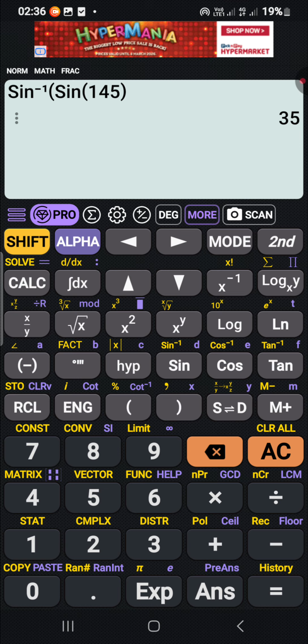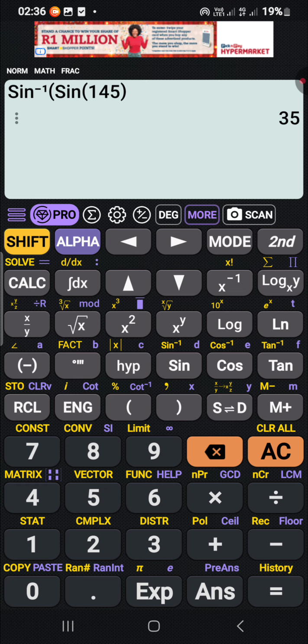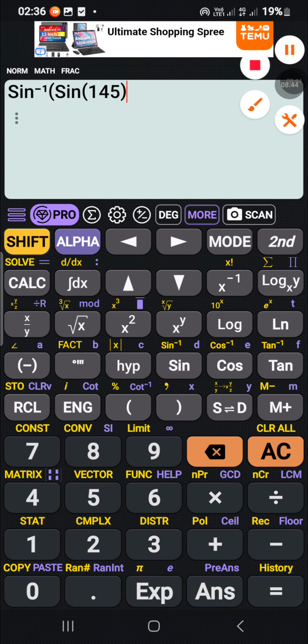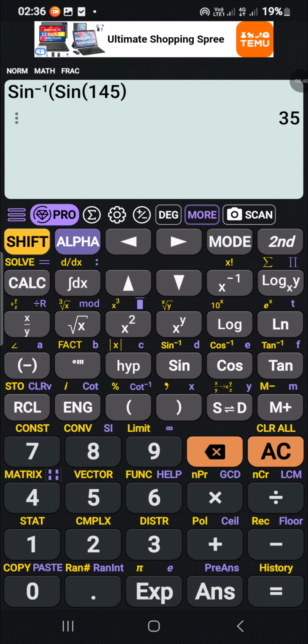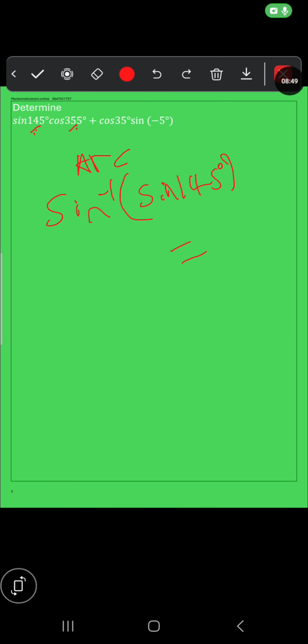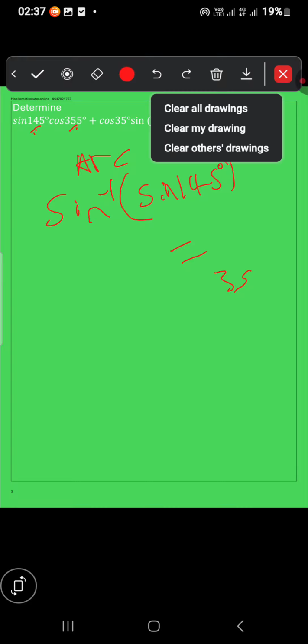The sine of the angle will be the same as the sine of the trig ratio. So we are getting 35, meaning now we can say this reduces to sine 35 degrees.